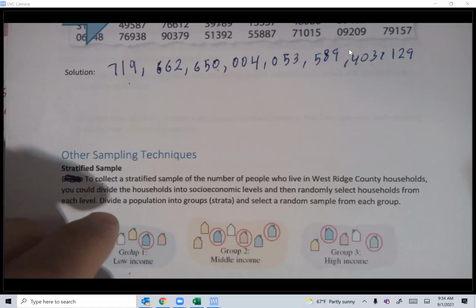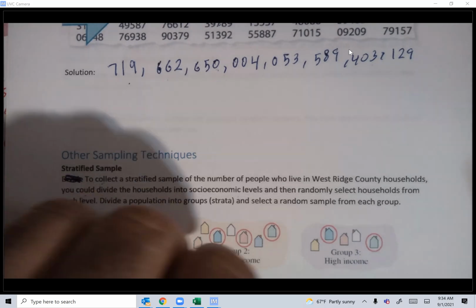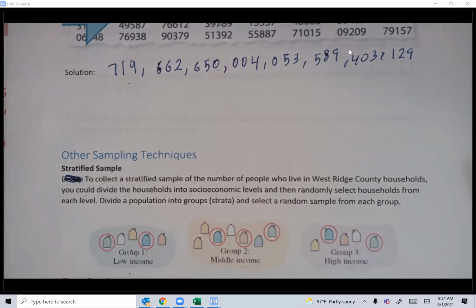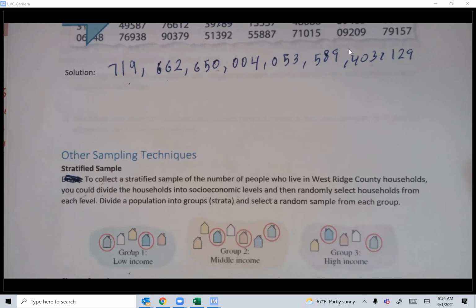One group, all the low income people. Second group, the middle income people, and then the third group, high income. And then we go and select from each group and put them all together. That would make a stratified sample. So for a stratified sample, you divide the population into subgroups, and then you get members from each group and put them together to make your sample. That is what stratified is. So divide the population into groups, they call them strata, and then select a random sample from each group.